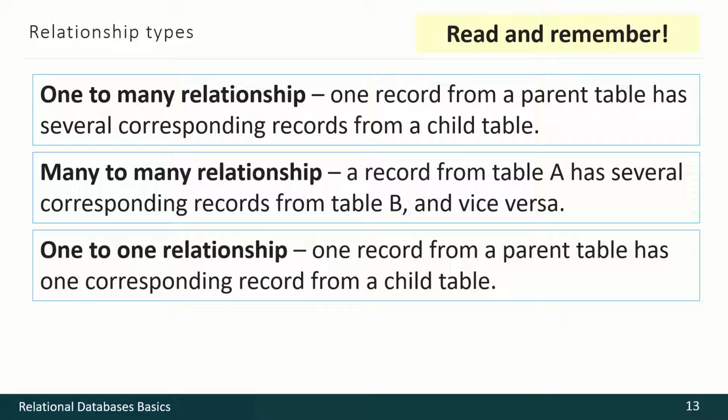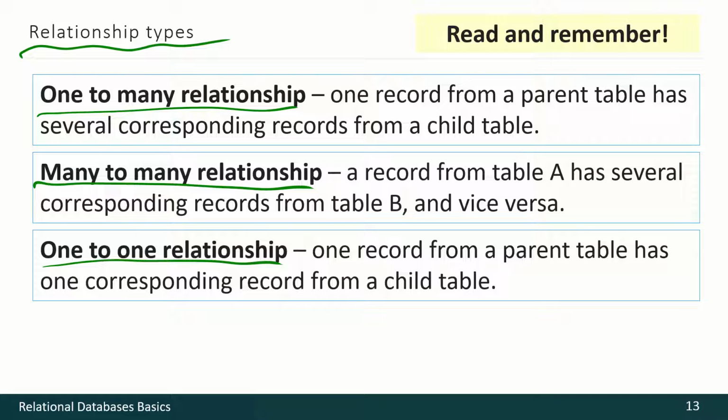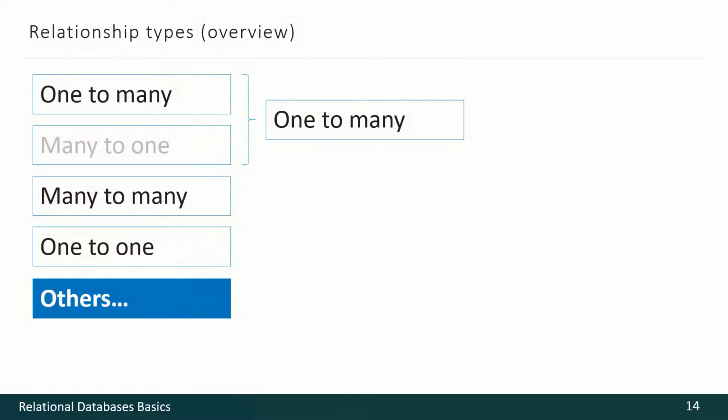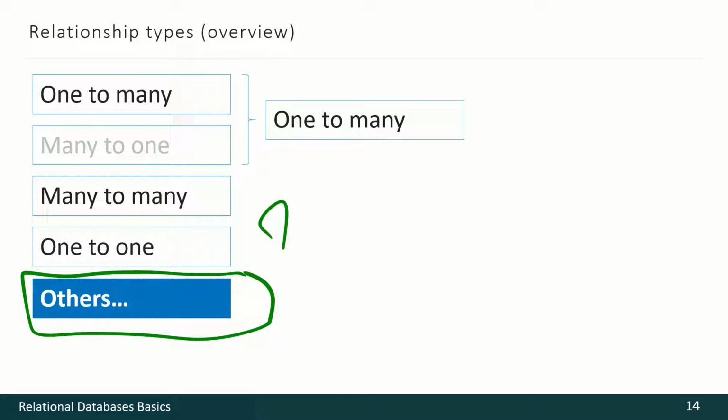If you want to know official definitions of those relationship types, you may now pause the video and read the definition for one-to-many relationship, many-to-many relationship, and one-to-one relationship. And there's one thing left to discuss, those other types. What are those? Let's see.